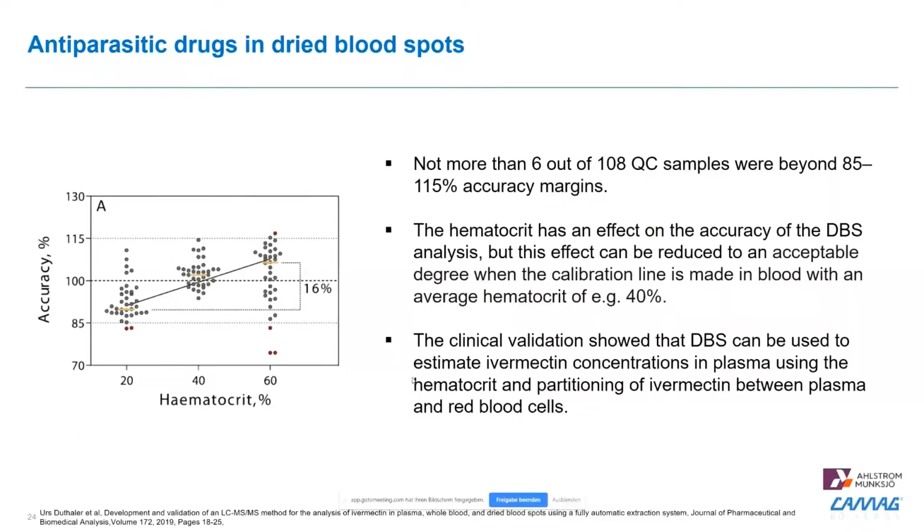So the QC samples look very good during the validation. Speaking of hematocrit effects as well, here we used the very same approach as described before. We prepared the calibrators with a medium hematocrit of 40%, which then gave us the result back that all our results are in an acceptable window and within the validation guidelines. This then allowed us to do a clinical validation and showed that DBS is really a method which can be used in a clinical setup for ivermectin.